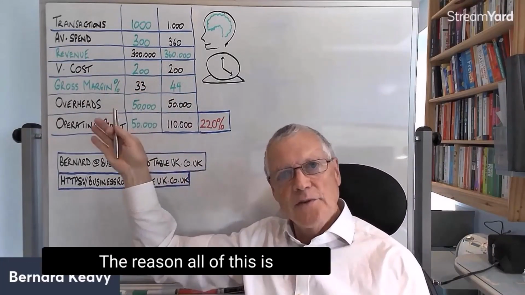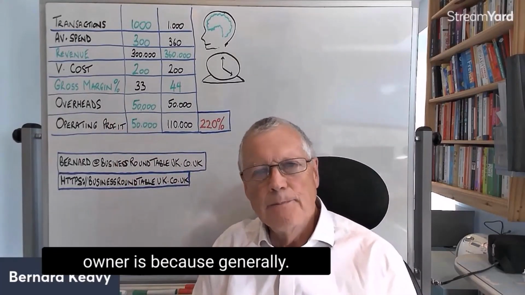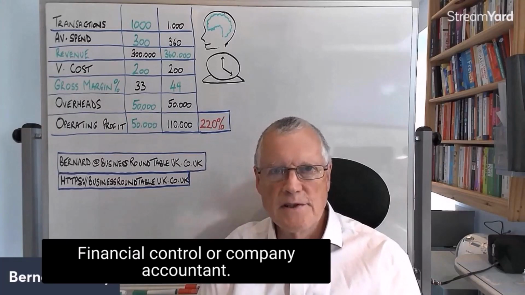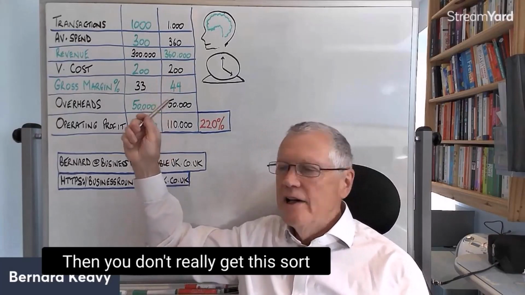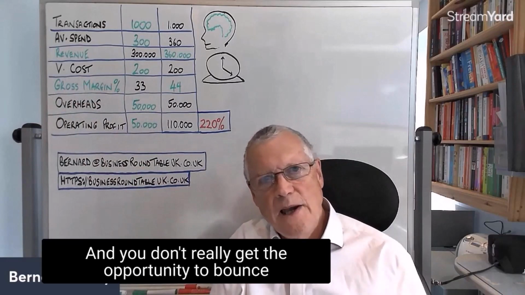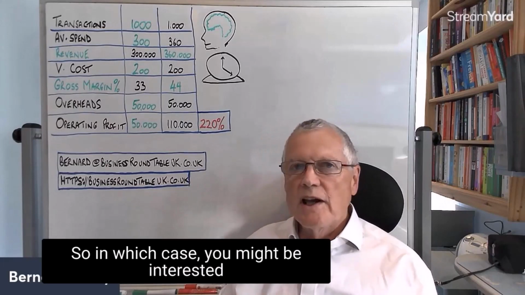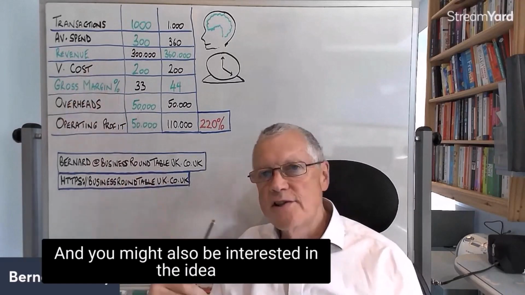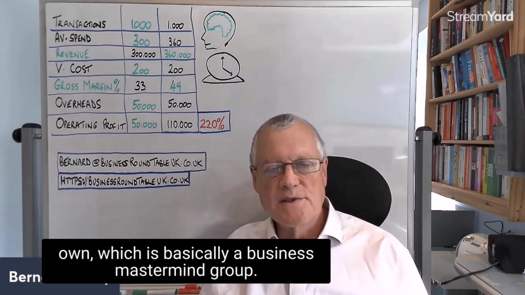Now, the reason all of this is most applicable to a small or medium-sized business owner is because generally, if you're in the situation where you haven't got a company accountant or financial controller, and you haven't got other board members, so you haven't got a board of directors, then you don't really get this sort of analysis done on your numbers, and you don't really get the opportunity to bounce ideas off other board members to develop your strategies. So in which case you might be interested in talking to someone who could look at these figures and numbers for you. And you might also be interested in the idea of having an alternative to a board of your own, which is basically a business mastermind group.